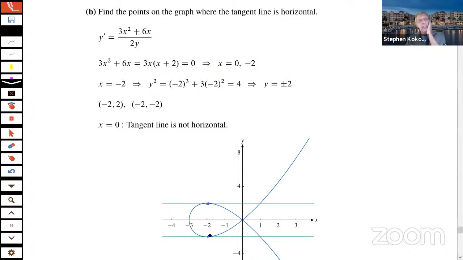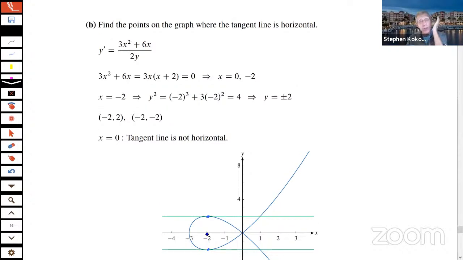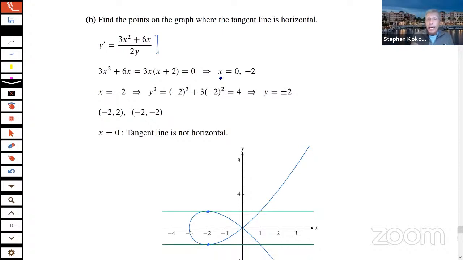So let's see. If I want to find out where the derivative is 0, what do I do? Well, if I want to make a fraction equal to 0, the only way to do that is to make the numerator equal to 0. So I'm going to set the numerator equal to 0, and I'm going to factor, and I get x equal -2 and x equals 0.